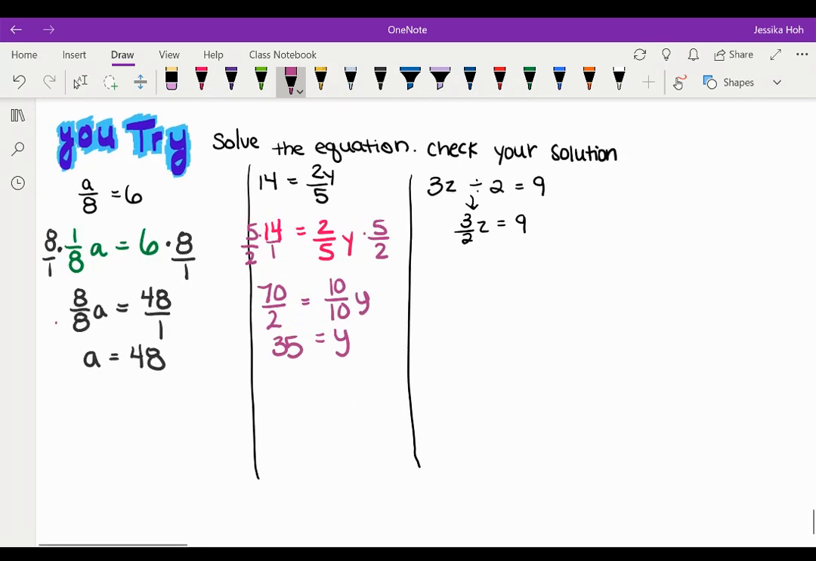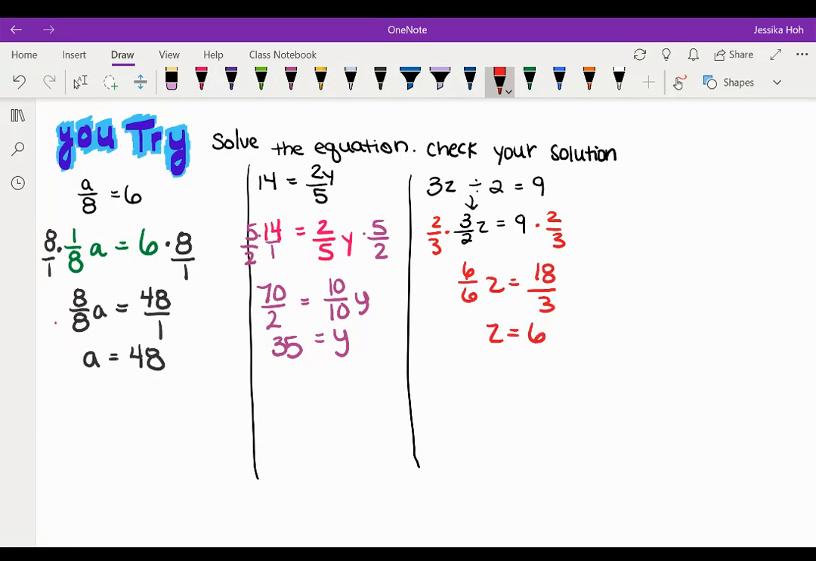And lastly, you can see the last one written a little differently. 3z divided by 2 equals 9. It's the same thing. The division is the same thing as the fraction bar. So the reciprocal is 2 over 3, times 2 over 3 gives me 6 over 6z equals 18 over 3. Z equals 6.